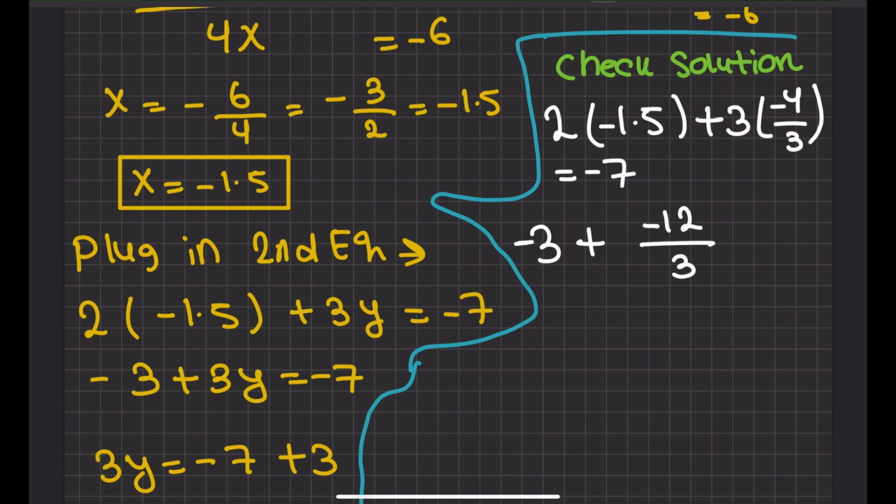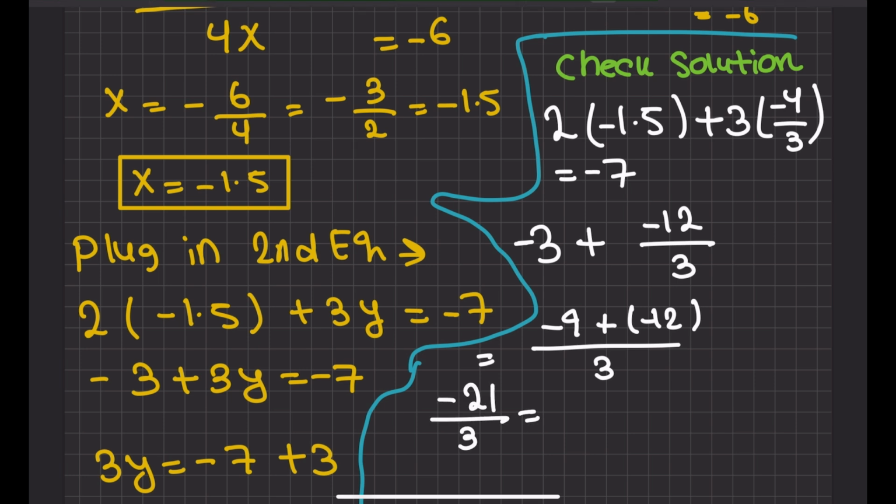So I have to find a common denominator here. It's going to be 3. So there's a hidden 1 here. So the common denominator would be these 2 times each other. That's going to be minus 3 times 3, which is negative 9, plus negative 12 times 1, which is negative 12, so it's going to be plus negative 12. So negative 9 plus negative 12 is negative 21 divided by 3, which equals minus 7. And you can see the left side equals the right side.